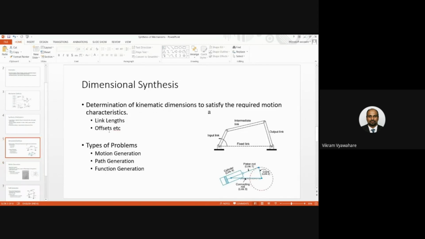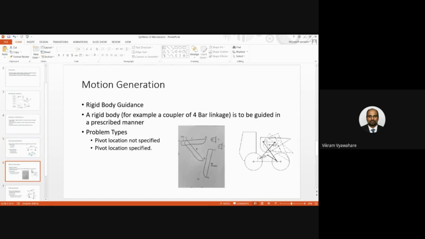Here this intermediate link is called the coupler. It is to be guided in a prescribed manner, which means that we know the intermediate locations also, and we would like to have that motion, and based on that I'd like to find out the dimensions of the mechanism. So everyone is clear what we are looking at?